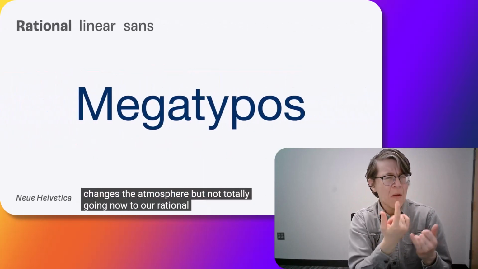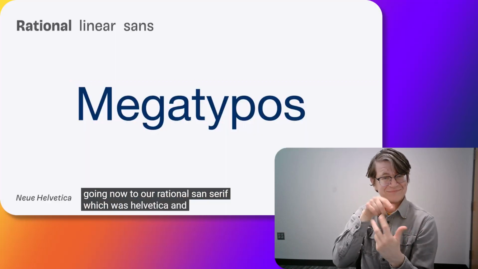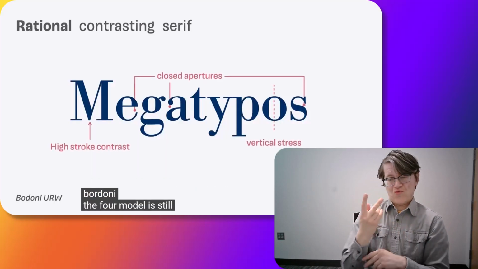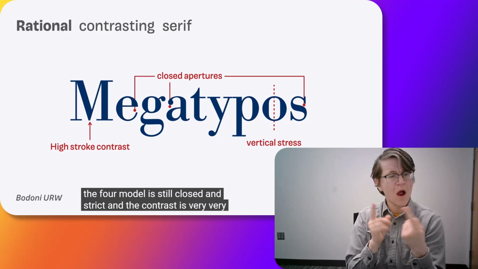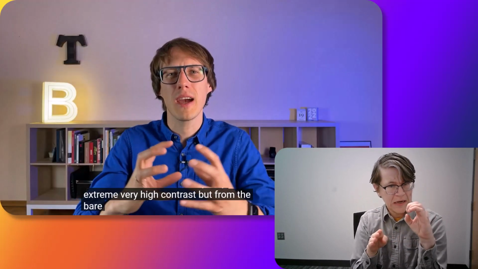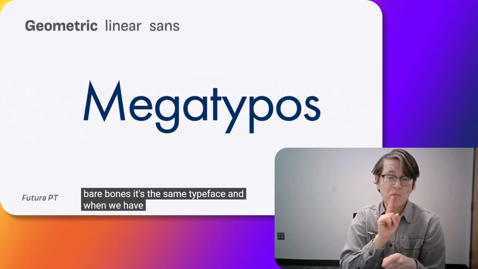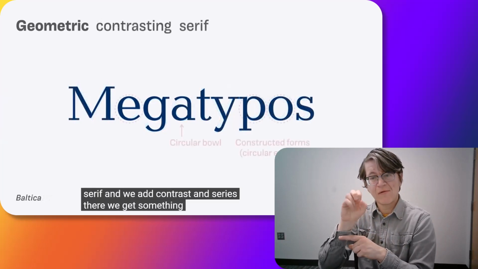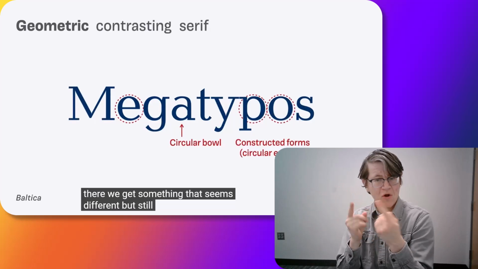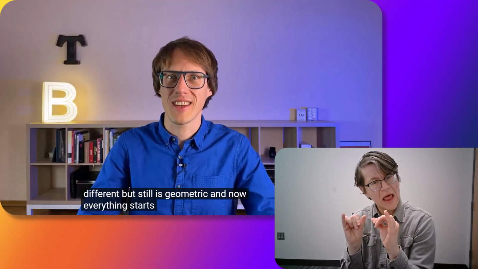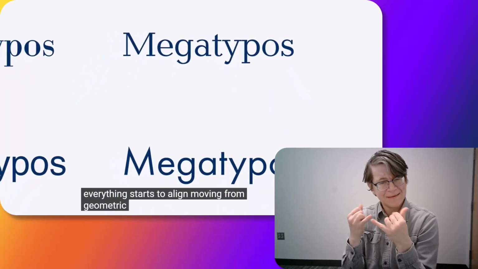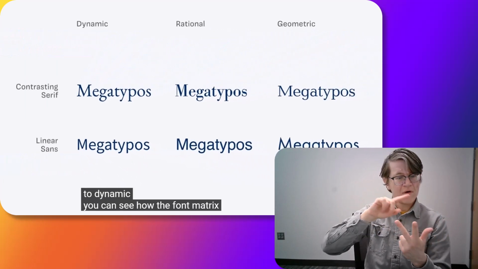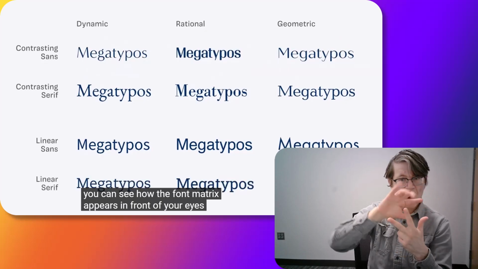Going now to our rational sans serif, which was Helvetica, and adding some contrast and serifs, what we get is Bodoni. The form model is still closed and strict, and the contrast is very, very extreme, very high contrast. But from the bare bones, it's the same typeface. And when we have our geometric, linear sans serif, and we add contrast and serifs there, we get something that seems different, but still is geometric. And now everything starts to align. Moving from geometric to rational to dynamic, you can see how the font matrix appears in front of your eyes.